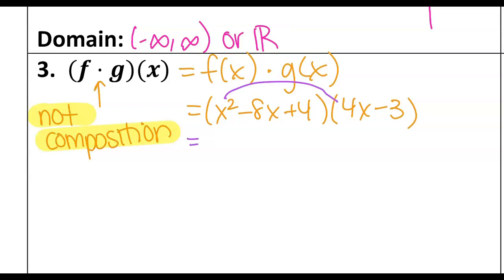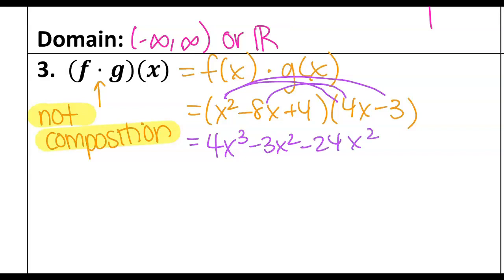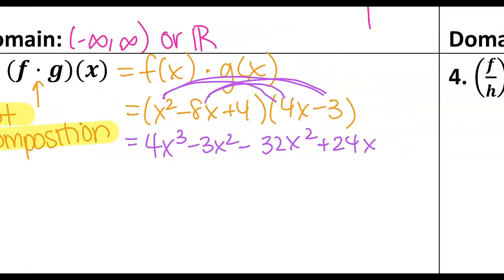X squared times 4x is going to be 4x to the third. X squared times negative 3 is going to give me negative 3x squared. Negative 8 times 4 is negative 32x squared, because 8 times 4 is 32, right? And then negative 8 times negative 3 is positive 24. Okay, good. Double check my math, guys. Make sure it looks good. And then 4 times 4 is 16x. And then 4 times negative 3 is negative 12. So double check my numbers. Make sure my signs and my numbers look good, guys.